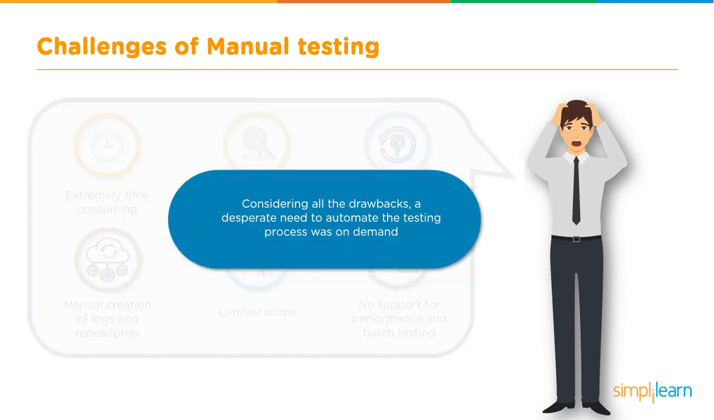So what do we do? We automate it. So this tells us why we want to automate. One is for faster execution. Two, to be less error prone. And most importantly, to help you run your test cases frequently, as many times as you want.